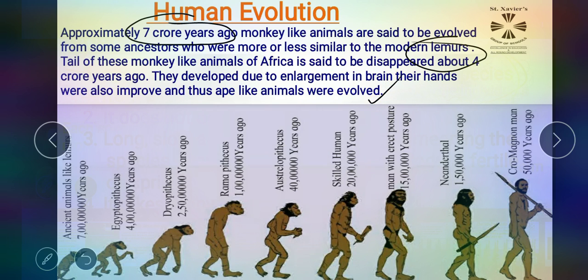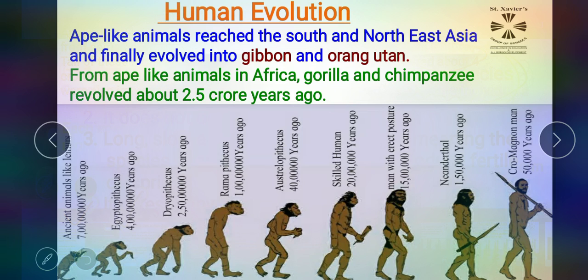So our journey of the evolution of human beings goes back 7 crore years ago, then 4 crore years ago. In between, an interval of 3 crore years was taken just to make the tail disappear. Meanwhile, not only did the tail disappear, but there was also development in the brain, and hands were also improved, and thus ape-like animals evolved. Let's move ahead, students. Here, ape-like animals reached South and Northeast Asia and finally evolved into gibbon and orangutan.